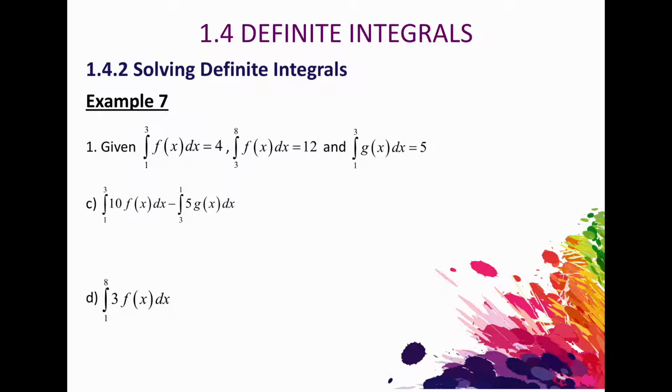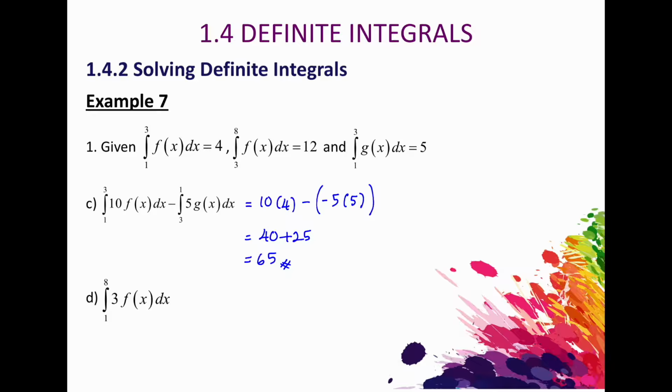And then next we have 10 times the integral of f(x) from 1 to 3, and minus the integral of g(x) from 3 to 1, which is the upside down of 1 to 3. So the first one becomes 10 times 4, and then minus 5g(x), so it's the negative of that, and then 5 times 5. So we have 40 plus 25, which is 65.